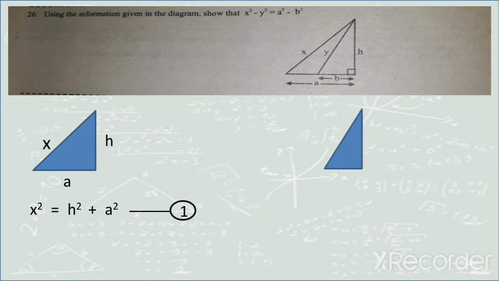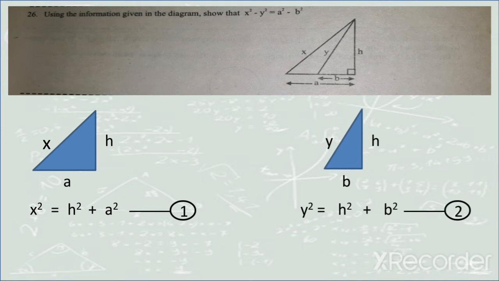We can do the same thing to the small right angle triangle. We have to draw it with the necessary details. The hypotenuse is y and the other sides are h and b. We can follow the method that we used before. Here the Pythagorean relation is y squared equals h squared plus b squared. Let us take this as equation number 2.